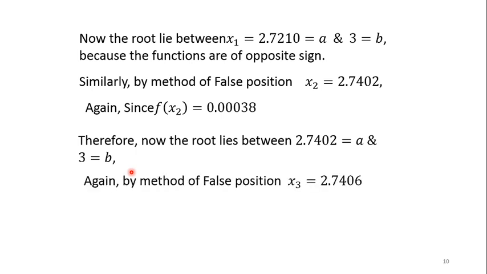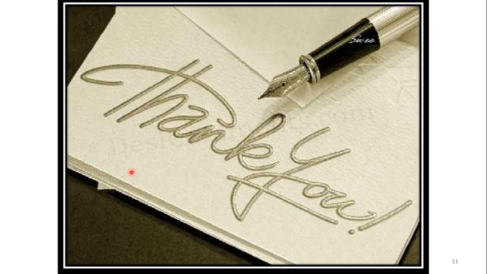Again find by false position x3 equal to 2.7406. You now have 3 places of decimals, and your answers are correct. Hence the desired root is 2.7406. We can conclude that, as our demand is of desired accuracy. Thanks.